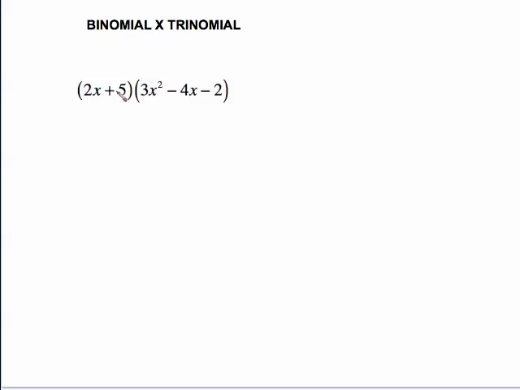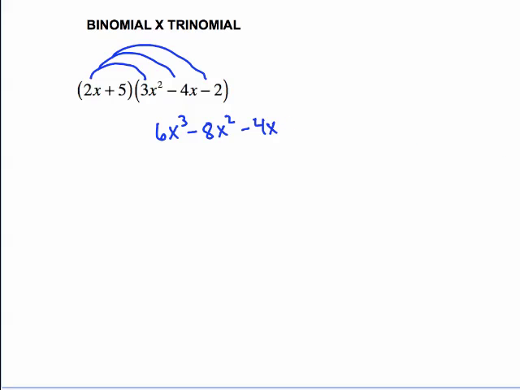Brings us to binomial times a trinomial. There is no cutesy little word, but it's just a matter of distributing. So I need to multiply 2x times all of those using my exponent laws. 2x times 3x squared is 6x cubed. 2x times negative 4x is negative 8x squared. 2x times negative 2 is negative 4x.